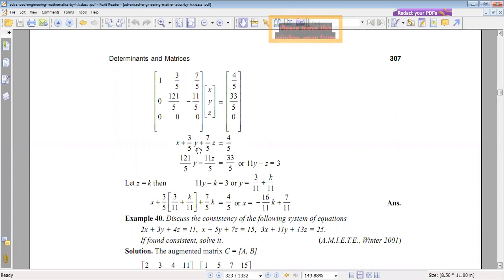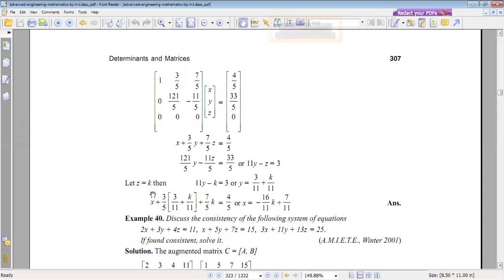That means x plus 3 by 5y plus 7 by 5z equal to 4 by 5. Here you put x plus 3 by 5 y, meaning this one, plus 7 by 5 z, where z is k. So now the only unknowns are k and x, so we can write x as this one, minus 16 by 11. These are the solutions, where x is this one, y is this one, and z is equal to k. Now the main thing is how you get an infinite number of solutions: by putting different values of k.